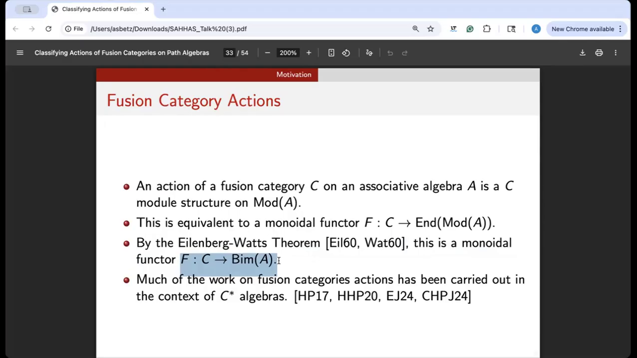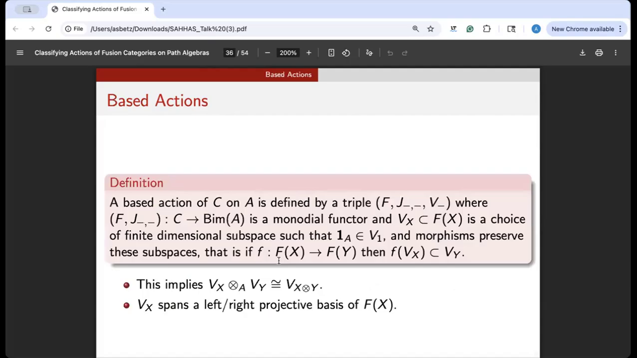There's a paper by my advisor and some people who take the inductive limit of a C-star algebra, and you can study actions of fusion categories on this inductive limit algebra. They don't talk about based actions. Does that make any sense to me? Yeah, me neither. I don't know C-star algebras and inductive limits, but the point is that they have some infinite dimensional algebra, forget the fact that it's a C-star algebra, and they are acting fusion categories on that algebra in this exact way. They don't put this extra bit of structure.